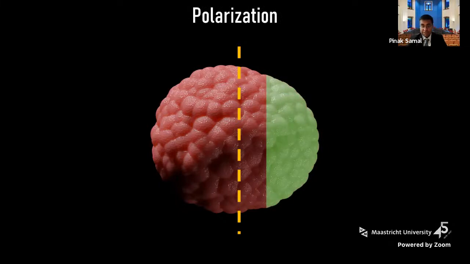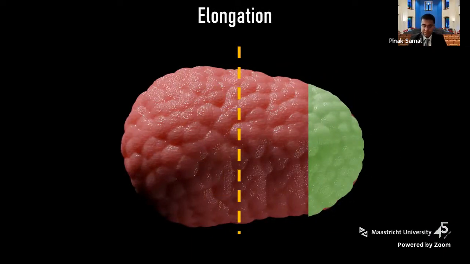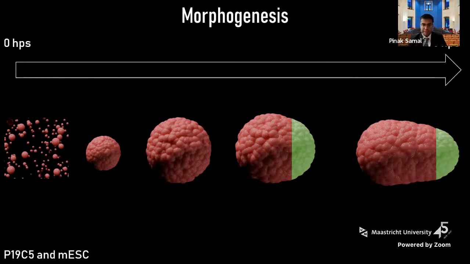This is followed by polarization. So polarized expression of genes. And if you let the aggregates grow further, they elongate even higher, to a higher degree. And this whole process takes a few days, and it can be done using, for example, P19C5 cell lines or mouse embryonic stem cells.